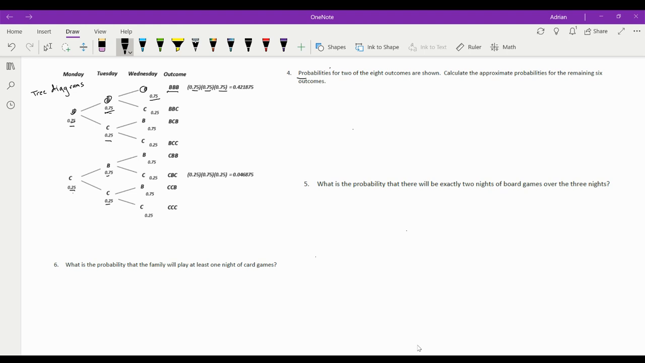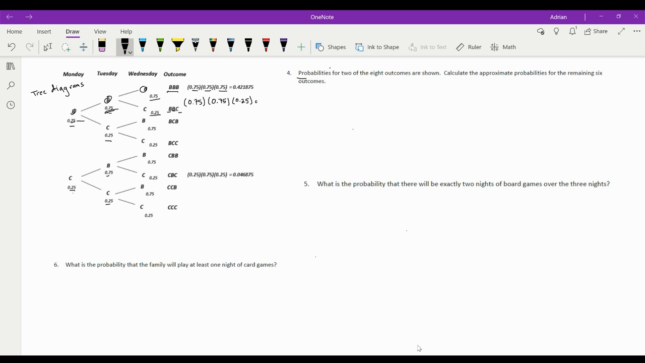Now, what would I have to do for BBC? I have to calculate 0.75, because that's the first B. That's right there. The second B is the same amount of probability, 0.75, which is the same as saying 75%. And then C, in this case, C is 25%. So if I multiply 75 times 75 times 25, all of them hundredths, I'm going to get my answer. And since you have a calculator, I'll let you do that.